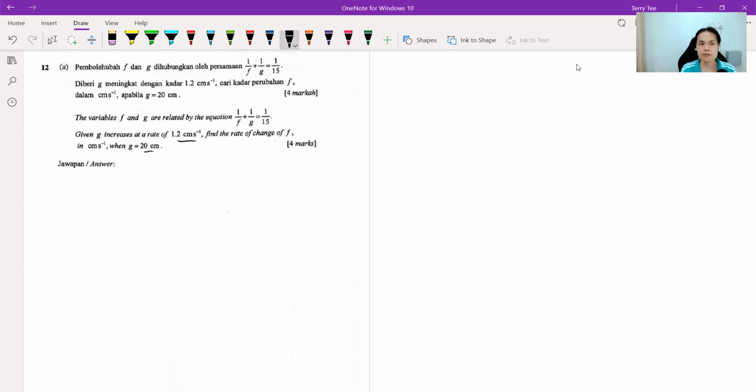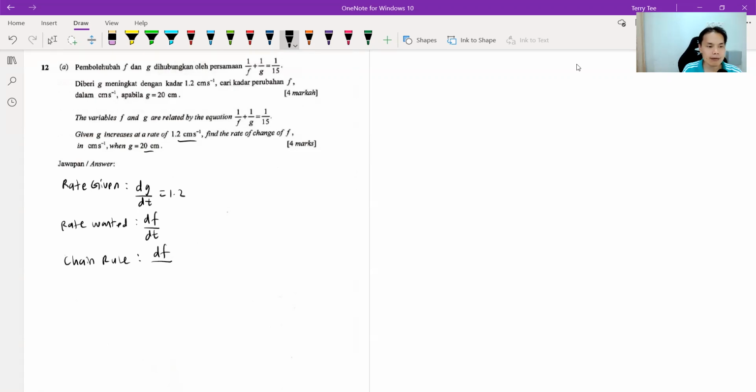Now, here's the problem. If you are finding the rate of change of f, and you're given the rate of change of g, for me, I always do it this way. The rate that you're given is dg/dt. This is given, 1.2. The rate that you want is df/dt, rate of change of f. Now, to link them, we have to use the chain rule.